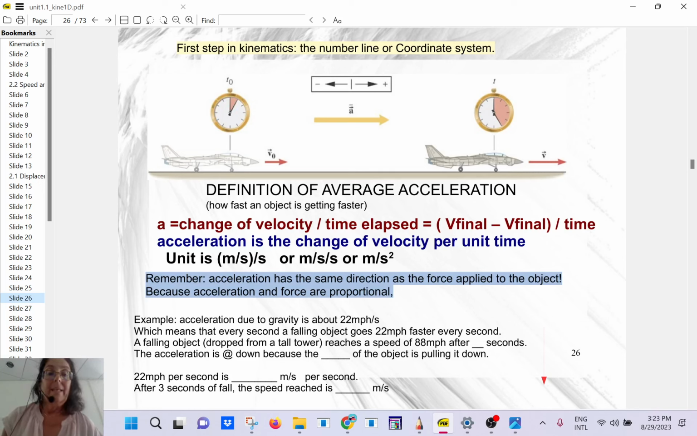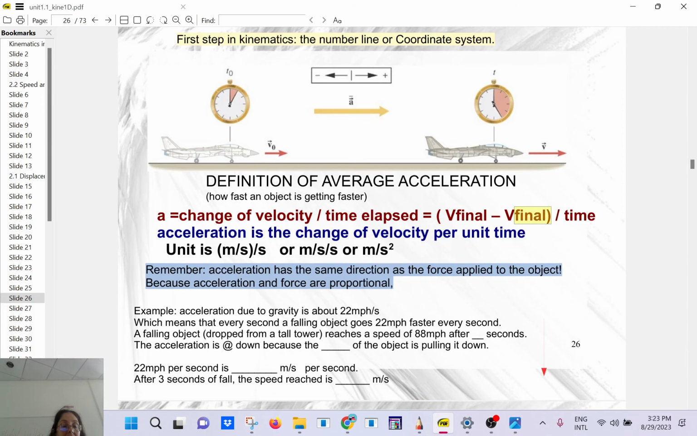Yes. It's a typo, thank you. V final minus V initial. The unit should be meter per second, so how fast it's getting faster. So every second, by how much the speed or the velocity is going to increase or decrease.